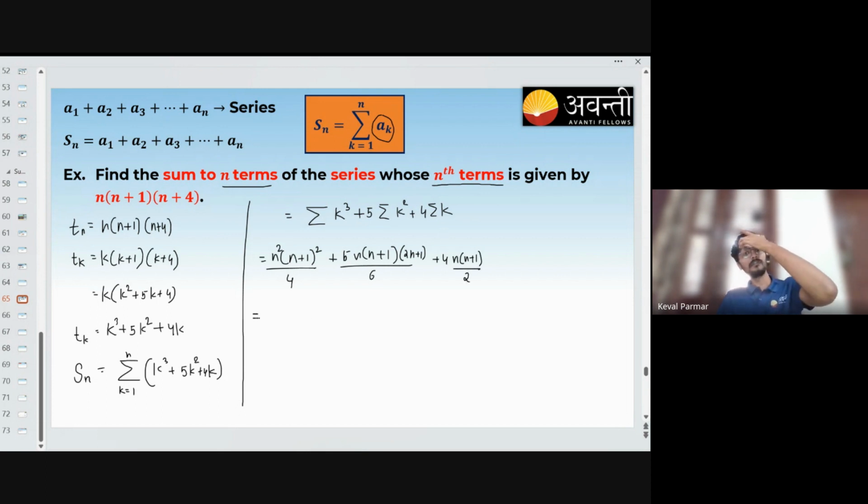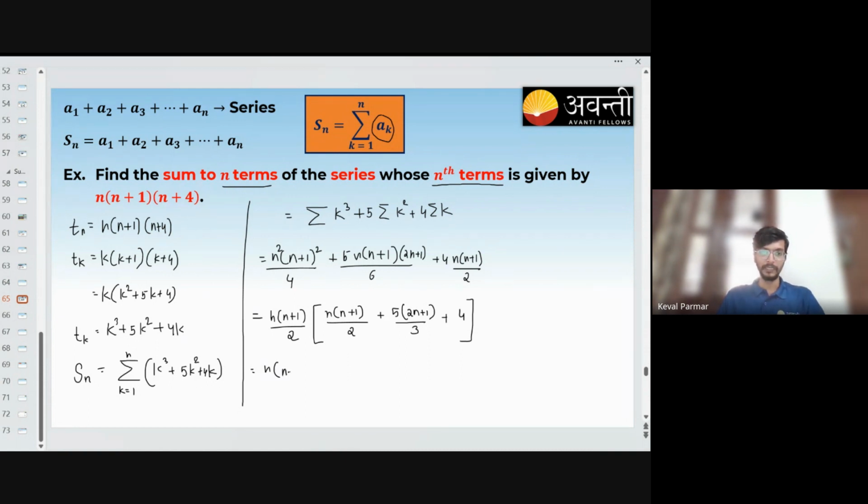So as you can see, from all these, I can take n into n plus 1 upon 2 common. So I'll be left with n into n plus 1 upon 2 plus 5 into 2n plus 1 upon 3. Correct, guys? And here I'll be left with only 4. And n plus 1 upon 2 is gone? Yeah, I think it is correct. So let's take LCM. So n into n plus 1 upon 2. Here the LCM will be 6, correct? So I'll get 3n square plus 3n. Here I'll divide by 2. 2 is 10. So plus 20n plus 10.